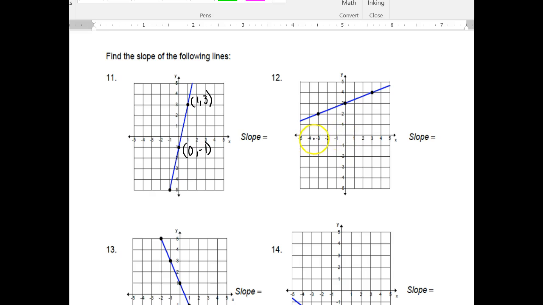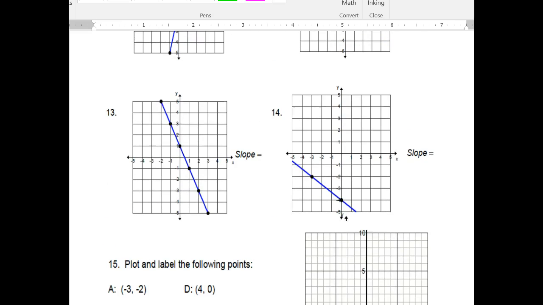So we'll label this one as negative 3, 2, and we'll label this one as 0, 3. So we don't even need that point right there. Number 13, again, just need 2 points. So how about we use this one, 0, 1 and negative 1, 3. And this one, 0, negative 4, and then move left, negative 3, negative 2.